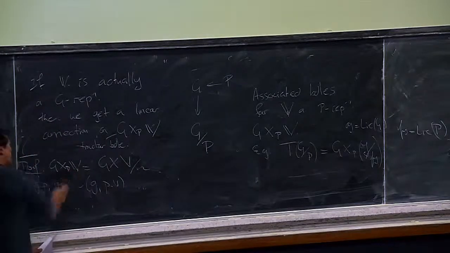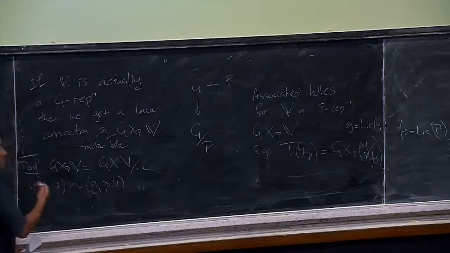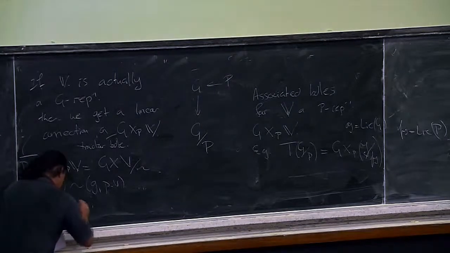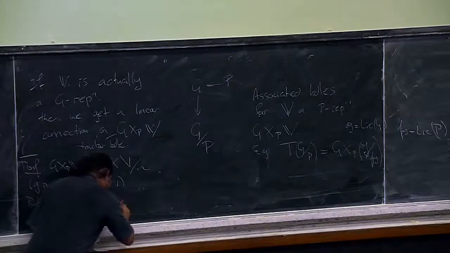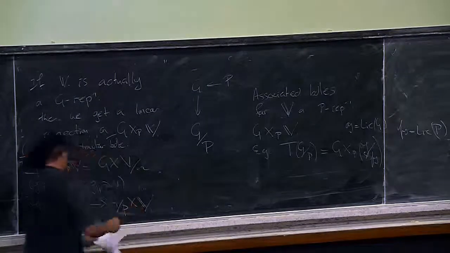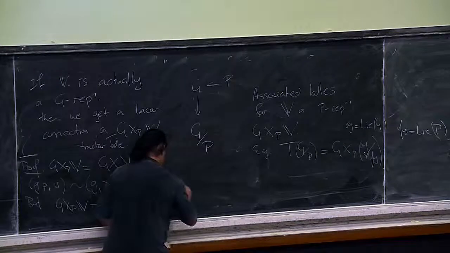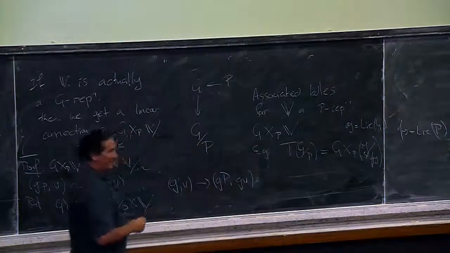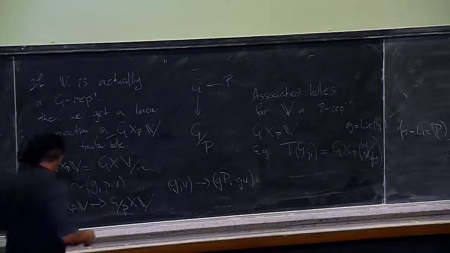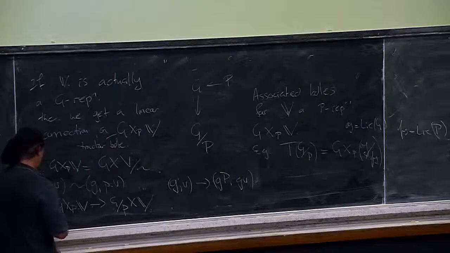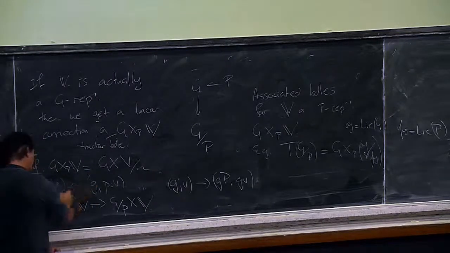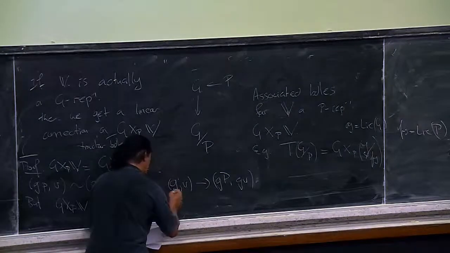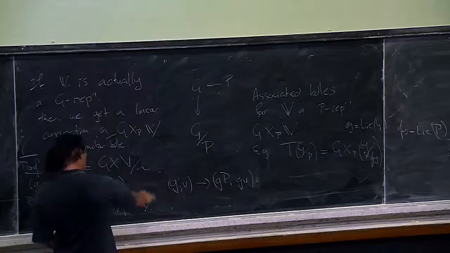But actually, if this is a G representation, then you can canonically trivialize this. And you do that by just mapping [g, v] to (gP, gv). Now this is well defined because if you send this representative to that, or you send that to that, it's easy to see that you get the same thing. So this is well defined. So this descends, and this gives you a well-defined map from here to here.